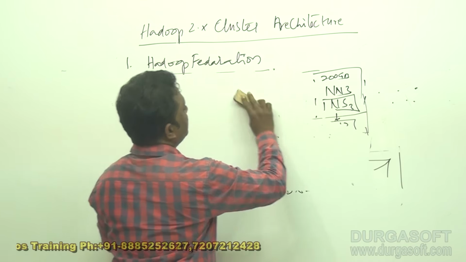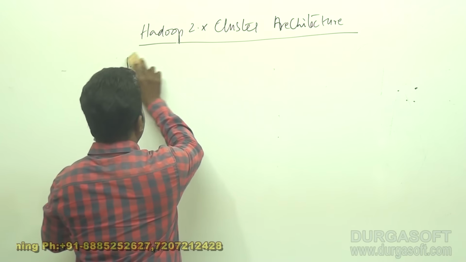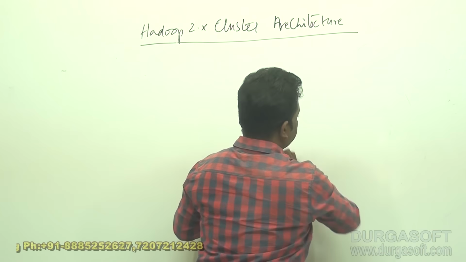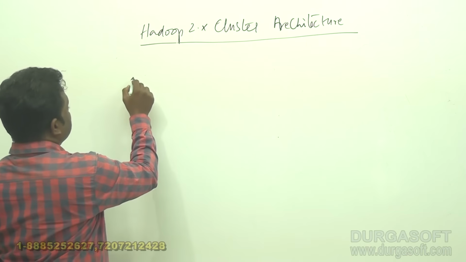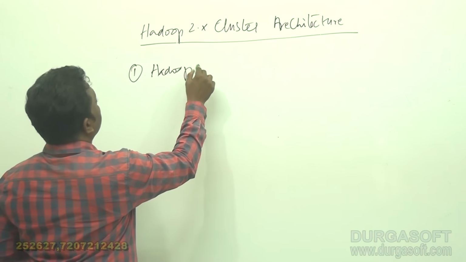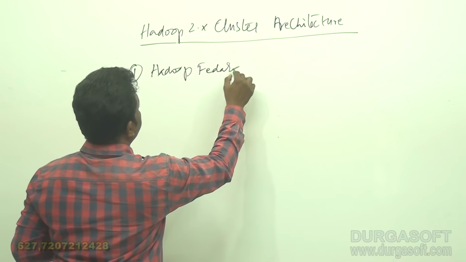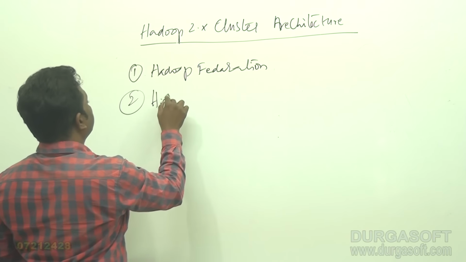With the name itself, we can understand the meaning of high availability. Now we have seen what Hadoop Federation is. Now we are going to look at what high availability is. The first one was Hadoop Federation, and the second one is high availability.